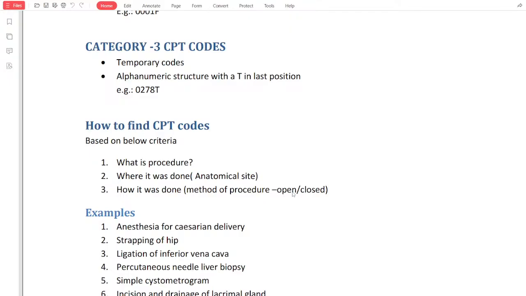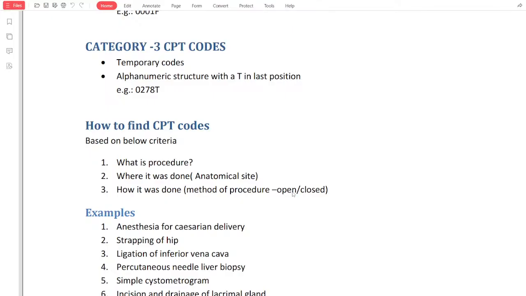How to find CPT codes based on the below criteria? First of all, what is the procedure? This is the first section. Second, where it was done, the anatomical site. And third, how it was done, the method of the procedure, open or closed. So these are the main three things needed to find a particular CPT code.